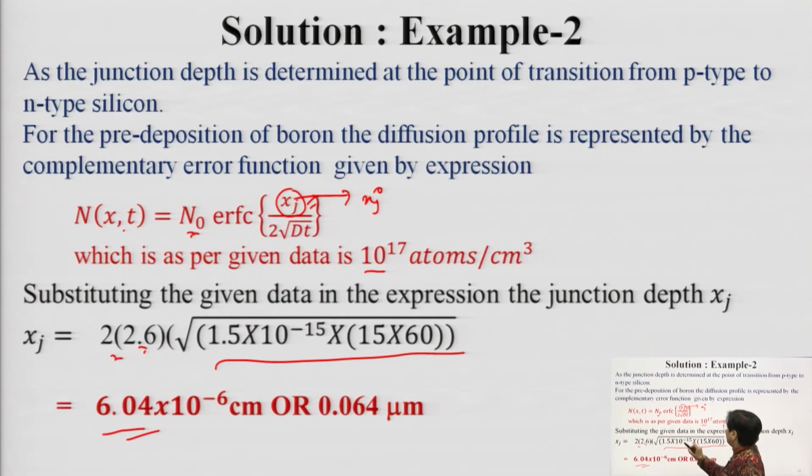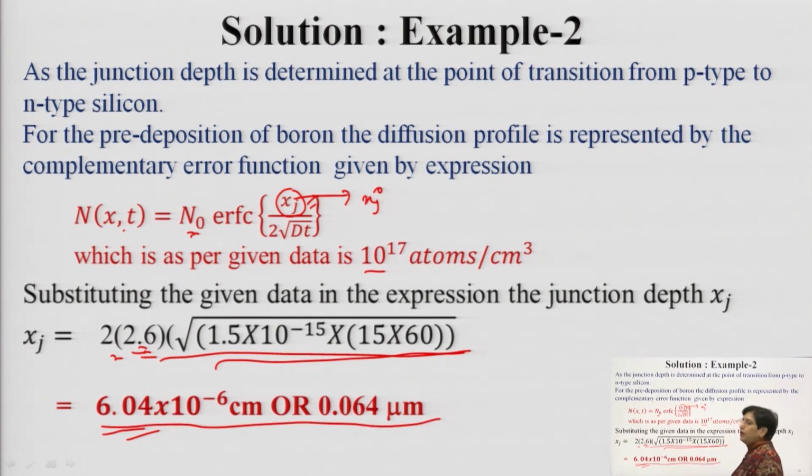Instead of xj upon under root dt, we have already substituted the value as 2.6 which is available to us, and n0 upon ns we have calculated, and this is what we are getting. The value comes out to be 6.04 into 10 raised to the power minus 6, or 0.064 micrometer. It is a direct question wherein you are just using the error function profile equation and substituting the values which are given to you.